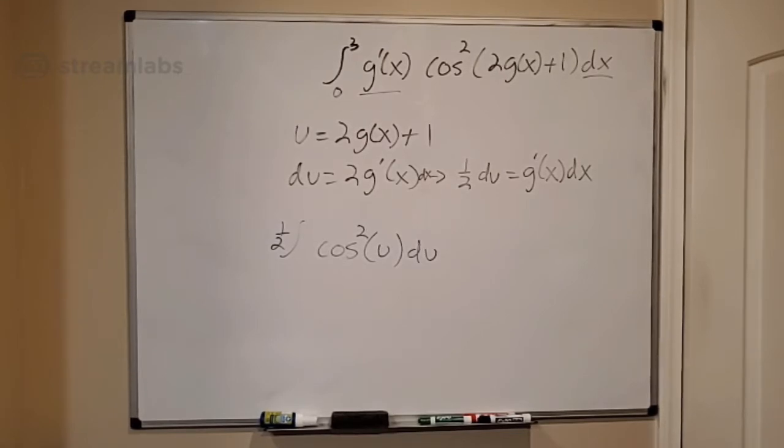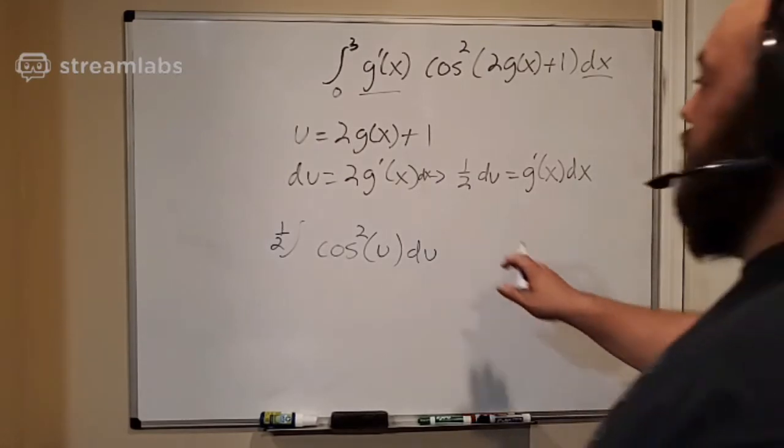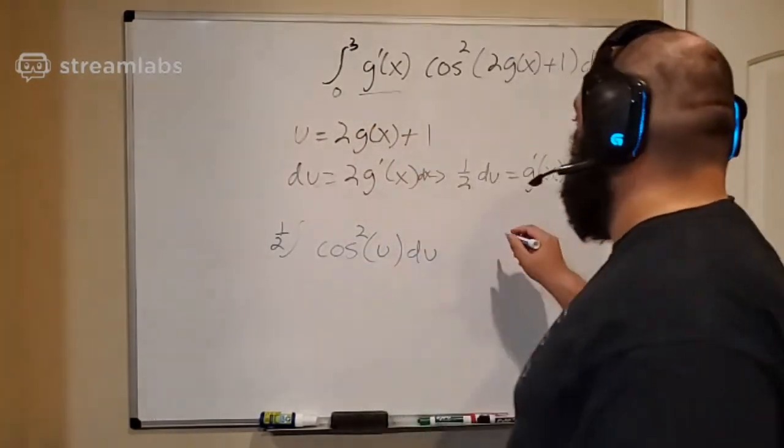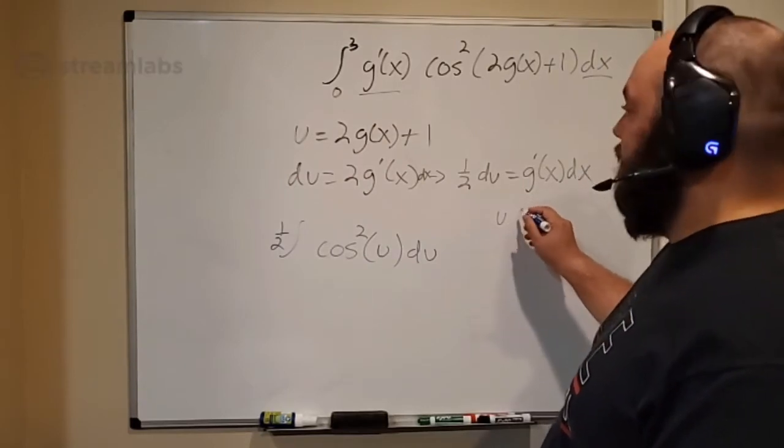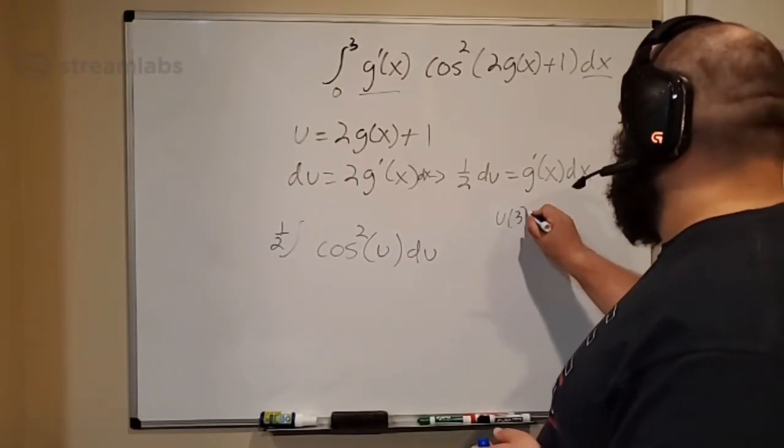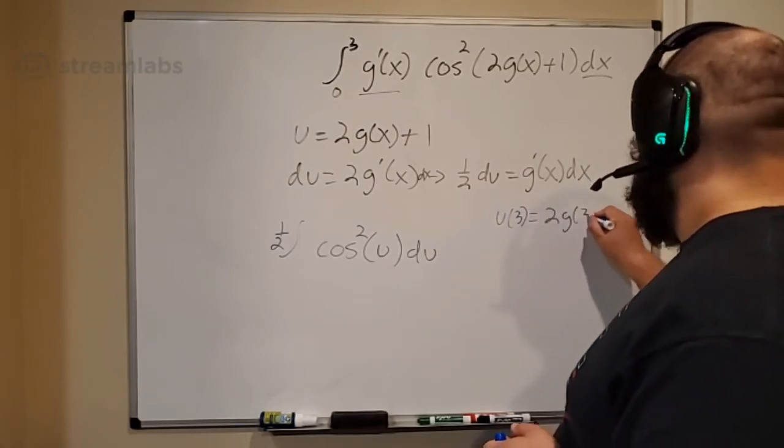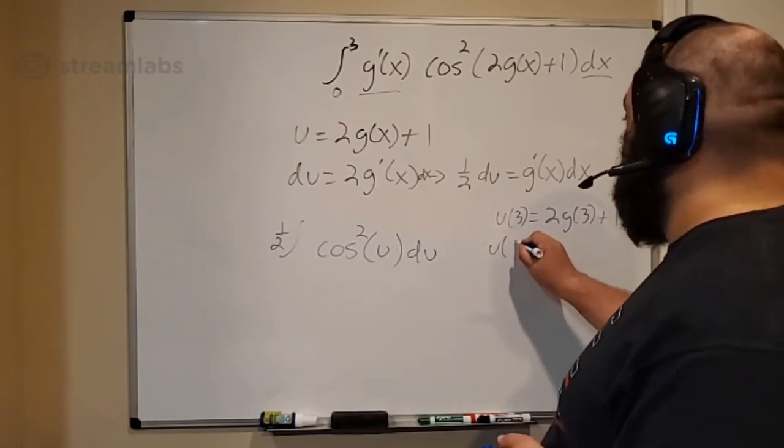Wouldn't you have to have u values for the bounds? Yes. When you start the problem, the 0 and the 3 are x values. We can't use x values; we have to use u values. So in our case, we have to change our x values to u's. You do that by using our original equation for u. So u of 3 is equal to 2 g of 3 plus 1, and u of 0 is equal to 2 g of 0 plus 1.